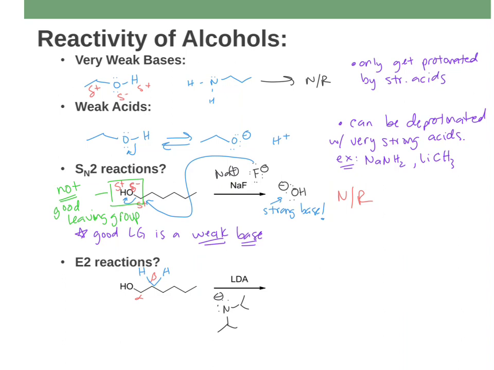Aside from the fact that I already said OH is not a good leaving group, so an E2 is unlikely for that reason, I also have this hydrogen here that is more acidic than a C-H. So all that's going to happen with my LDA and this alcohol is that I'm going to deprotonate the alcohol group, and all I'm going to end up with is an O minus. My LDA is just going to become diisopropylamine. It's just going to have ripped that H off and neutralized itself. So I didn't even do an E2 reaction. All I did was an acid-base reaction.